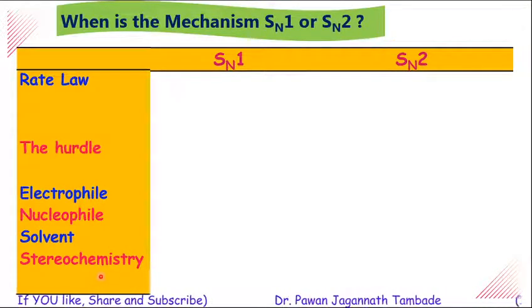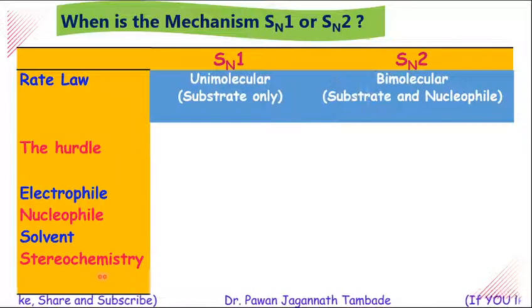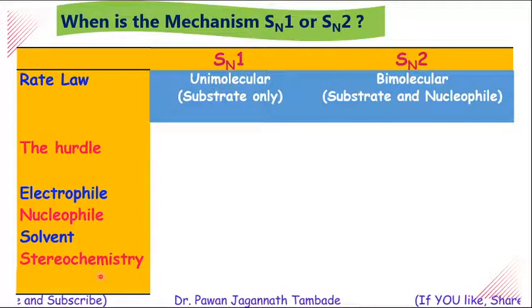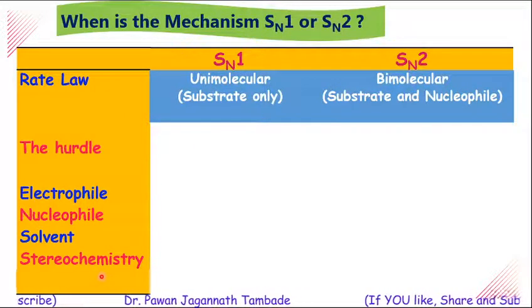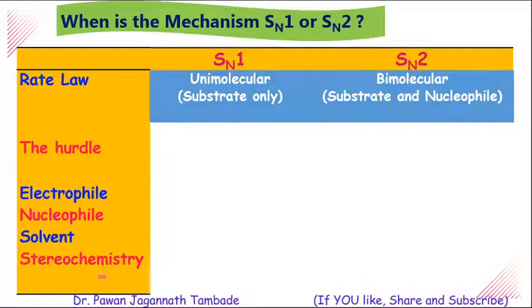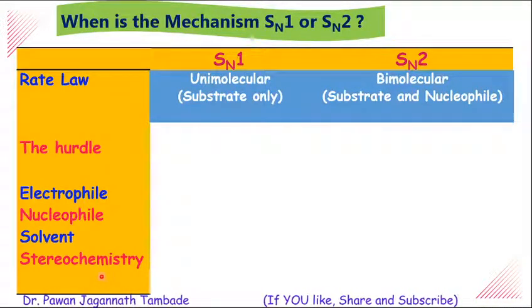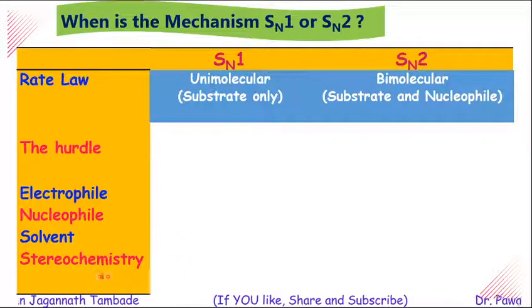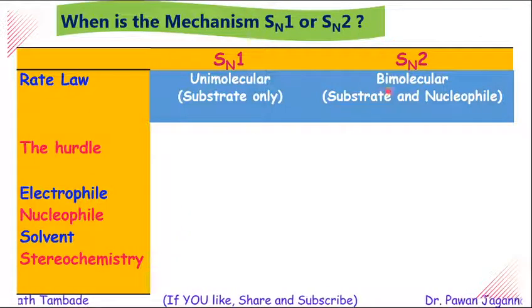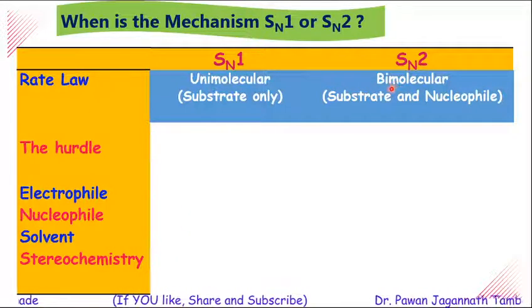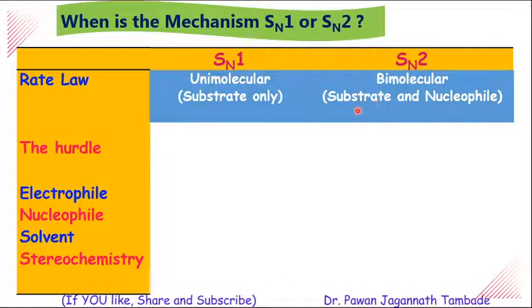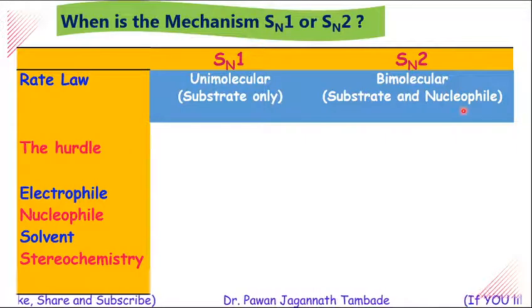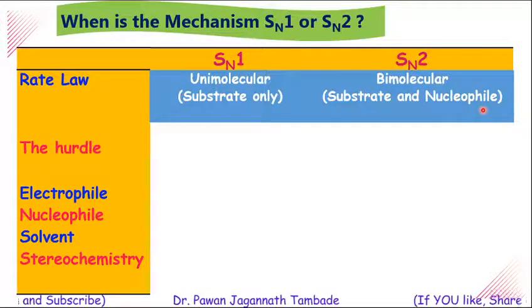So in case of rate law, we know that in case of SN1 reaction, it is unimolecular, that is, rate of reaction depends upon concentration of substrate only, and it is independent of concentration of nucleophile. However, in case of SN2, it is bimolecular. Rate of reaction depends upon concentration of electrophile, that is substrate, as well as concentration of nucleophile.